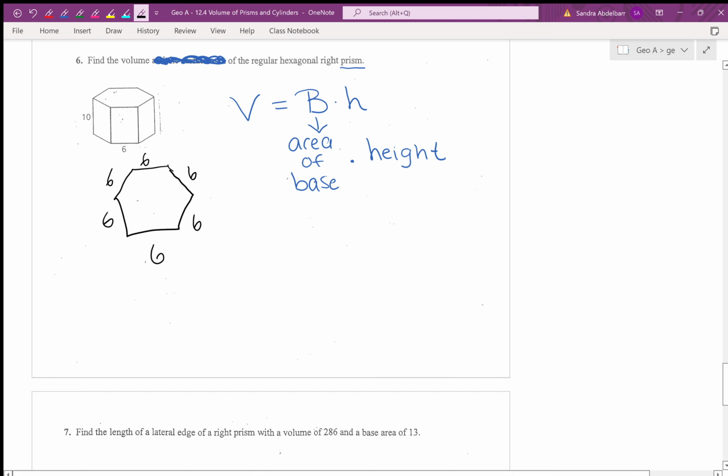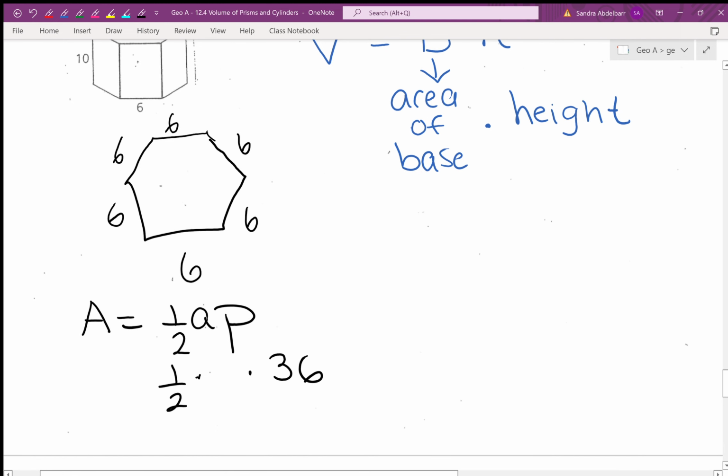All right, so because this is a regular hexagonal prism, and the bottom side of the rectangle is 6, the top side is 6, that means every side of this hexagon is 6. Now, who remembers how to find the area of a regular figure? Excellent, half AP. Well, we already know the perimeter. The perimeter is 6 times 6, which is 36. But now we have to find the apothem. Who remembers how we go about finding the apothem? Henry. Yes, we draw radii to the corners.